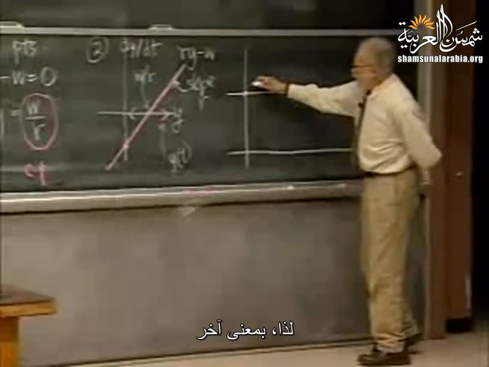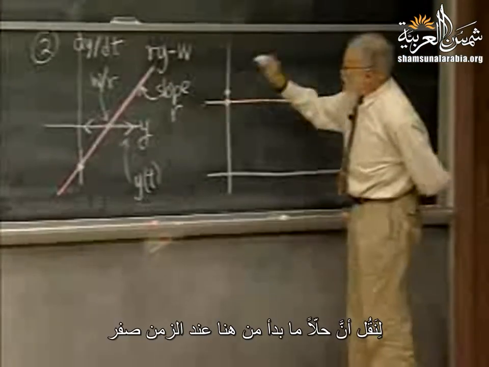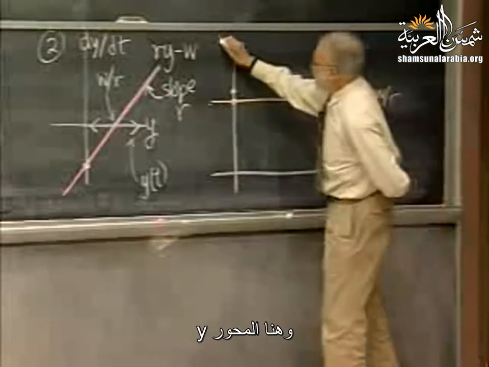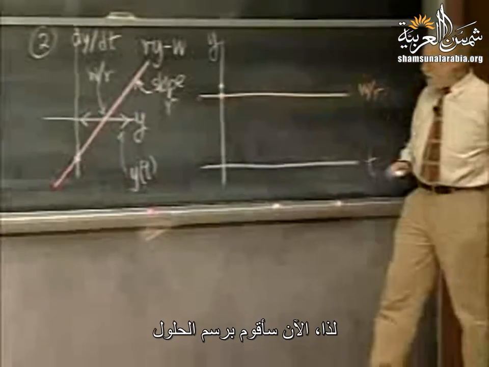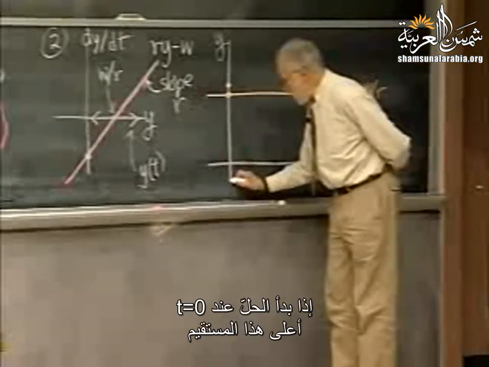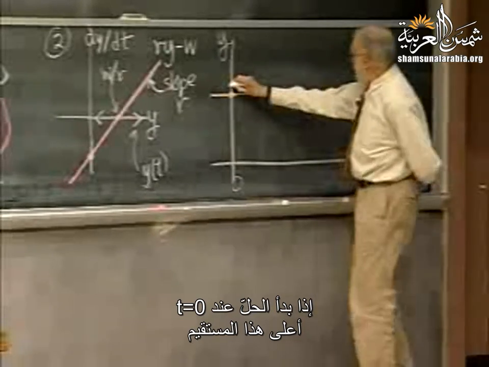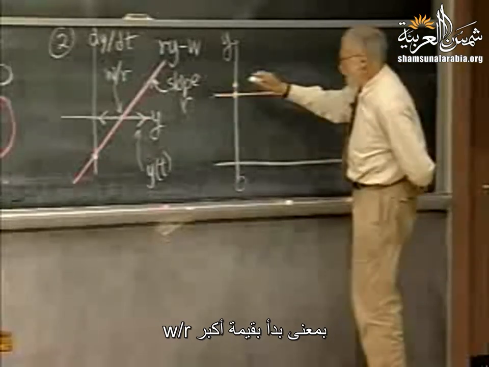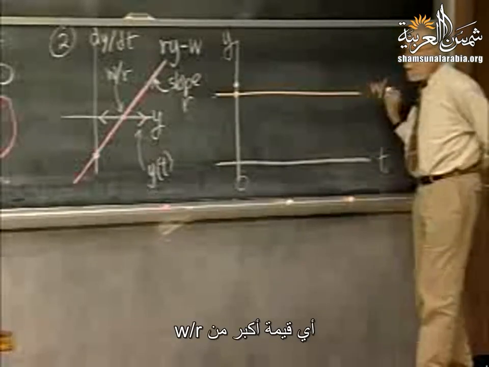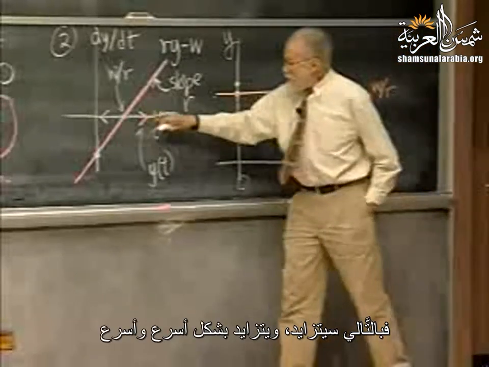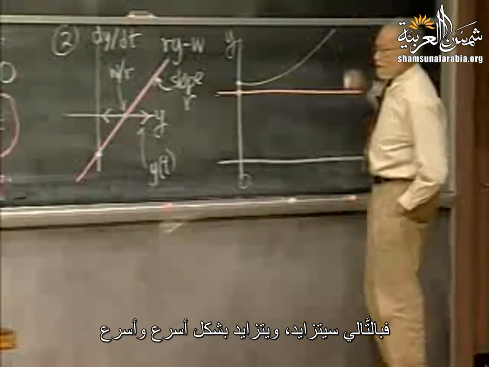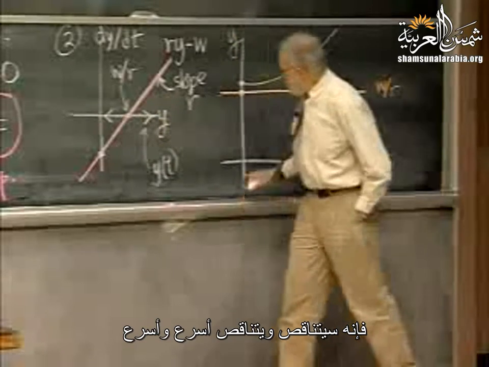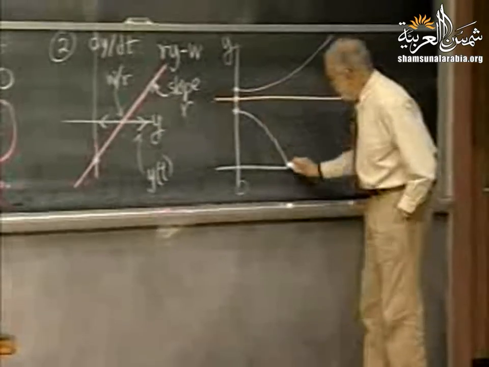So in other words, let's say a solution starts over here at time 0. This is the t-axis, and here is the y-axis. So now I'm plotting solutions. If it starts at t equals 0 above this line, that is, with a value bigger than w over r, then it increases and increases faster and faster. If it starts below that, it decreases and decreases faster and faster.